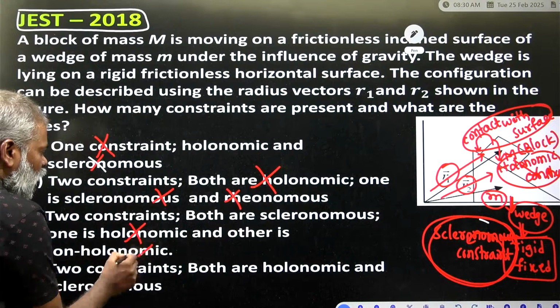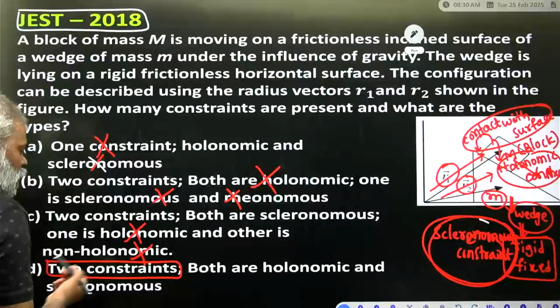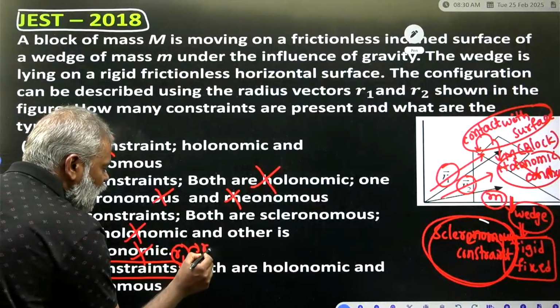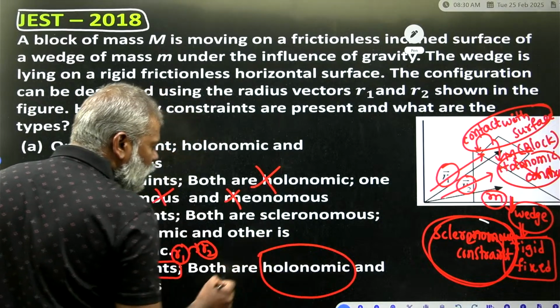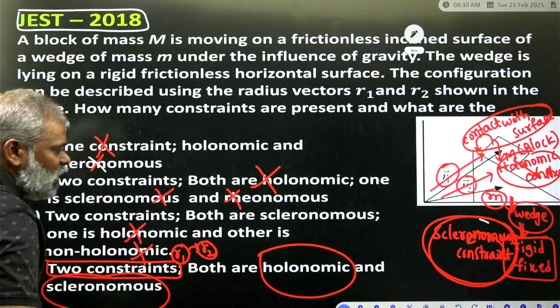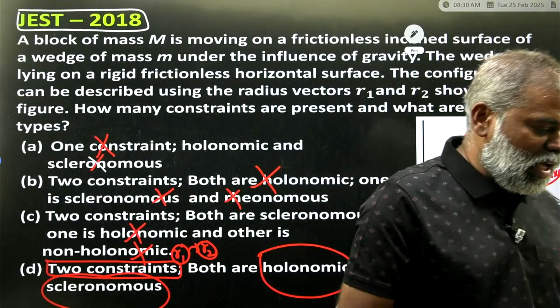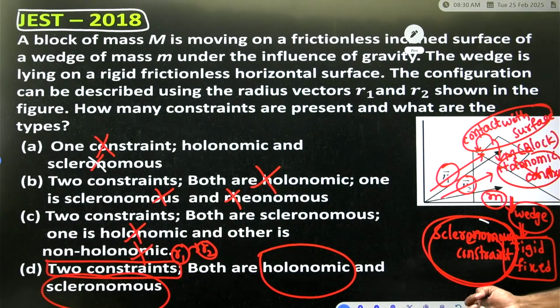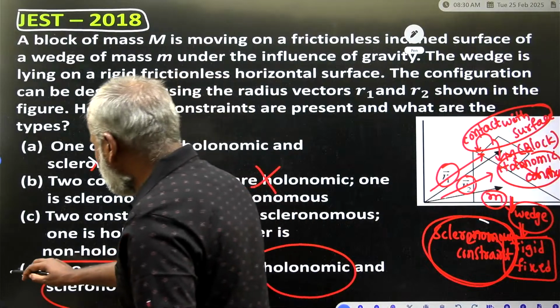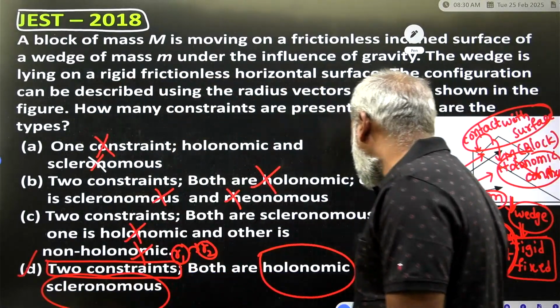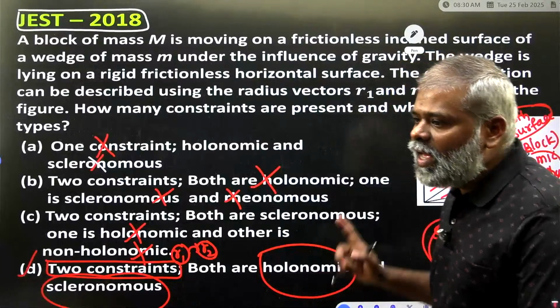Also correct. So here two particles are there. For R1 one constraint is there, based on R2 one more constraint is there. So both we have to take as a holonomic constraint and a scleronomous constraint. If it is a holonomic constraint, this particle is moving, and this one is fixed. That's why both R1 and R2 constraints are there. What is your option? Your option D is correct. Two constraints, both holonomic and scleronomic, can exist in this answer.